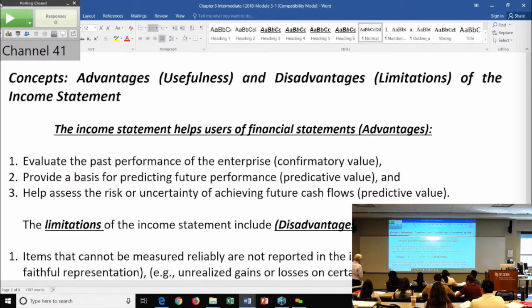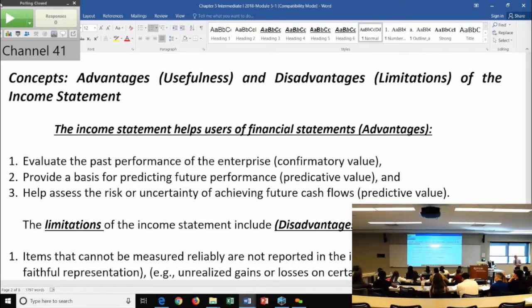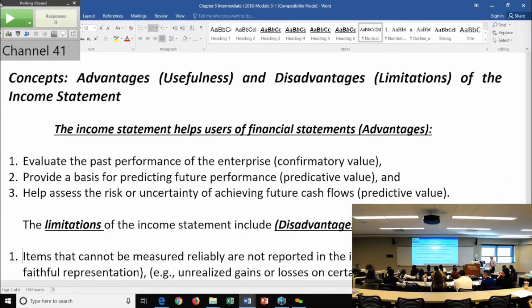We did cover this already, I believe, when we looked at the advantages and disadvantages of the income statement. Primarily the advantages are, of course, confirmatory value, meaning you have the ability to use the income statement to confirm past performance and evaluate it. And you can also predict operating income and cash flows. This is predictive value. Those are both parts of relevance, and that's something we have to keep tying together.